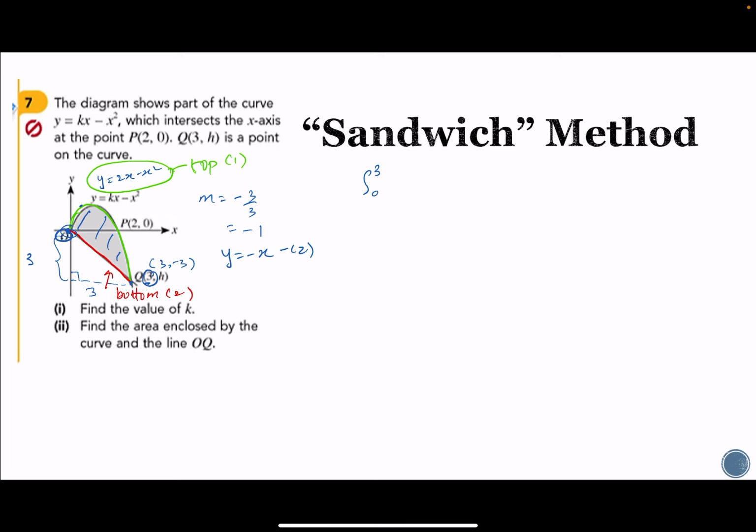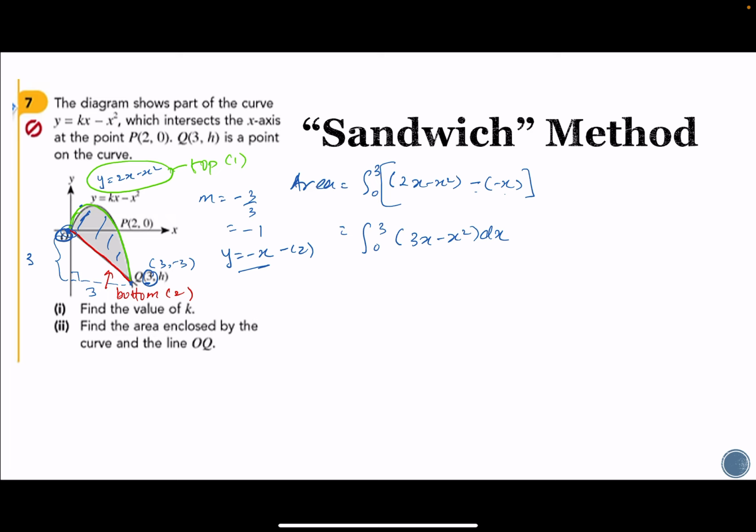So this is the value. The entire thing here between 0 and 3. Remember, equation 1 comes first. So 2x minus x squared, minus away equation 2, which is this one here. So we have this one. Simplifying it, minus minus is plus, right? So we have the integral of 3x minus x squared dx. This will be our area that we want.